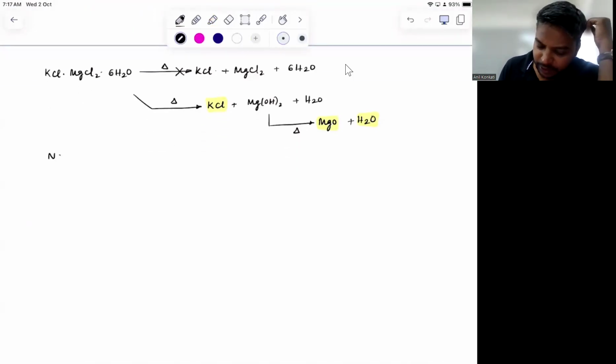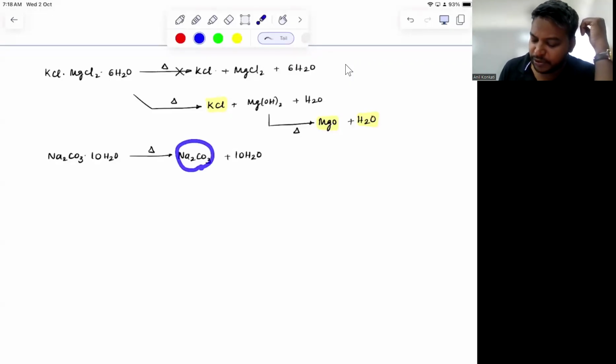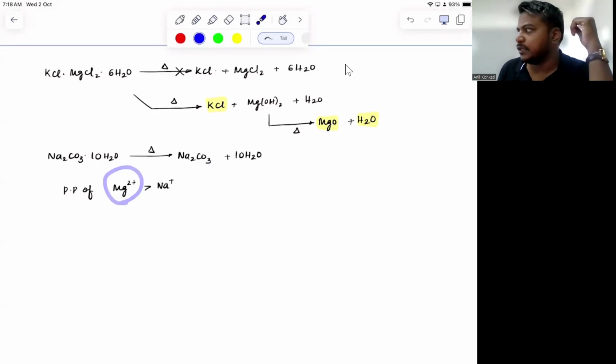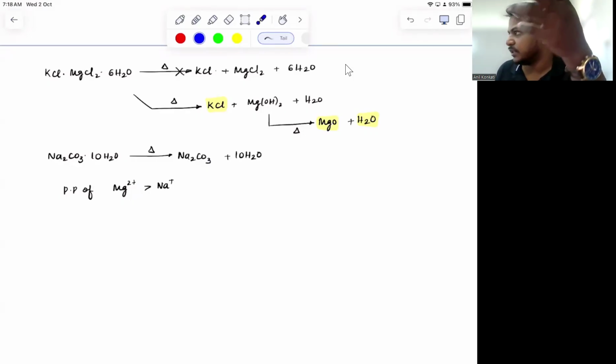Okay. Similarly, if I take Na2CO3·10H2O, when you heat, you will get Na2CO3 plus 10H2O. Why sodium is not forming oxide here, unlike magnesium, is that the polarizing power of Mg2+ is much higher compared to Na+. So when the polarizing power is higher, generally they end up forming oxides. First they'll form hydroxides, finally convert into oxides.